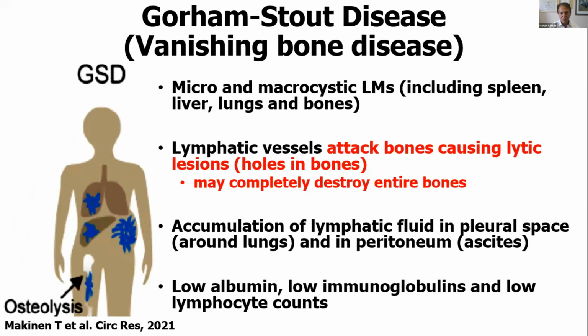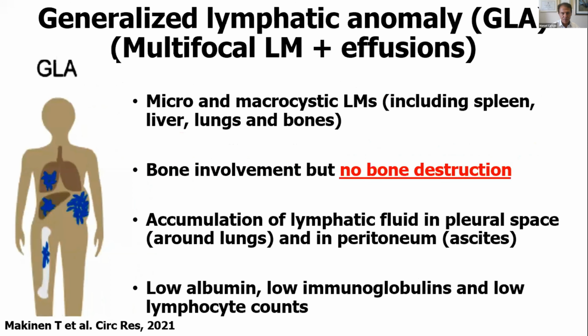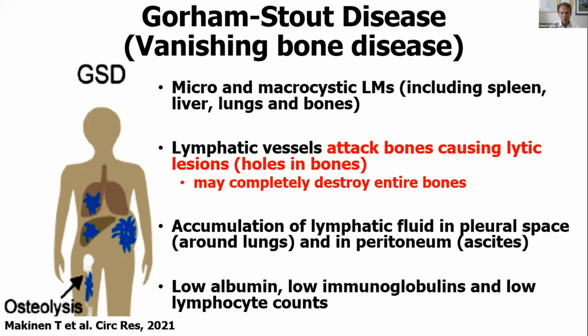The second one is Gorham-Stout disease, or GSD, also known as vanishing bone disease. And this is actually very similar to GLA. Most of the things that I'm showing you right there, I just showed you right here. The major difference is the bones. So in Gorham-Stout disease, these abnormal lymphatic vessels grow into the bones and result in lytic lesions or holes in the bones. And they may completely destroy the entire bone of a person, or multiple bones of a person. So really, with Gorham-Stout disease, one always thinks bones.